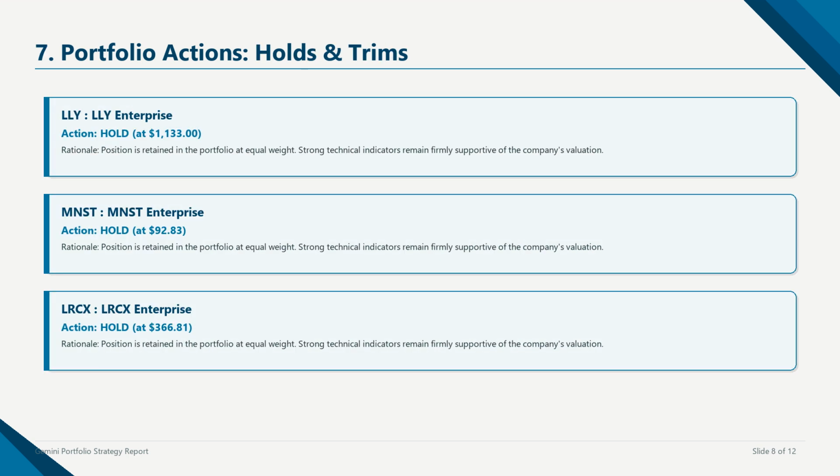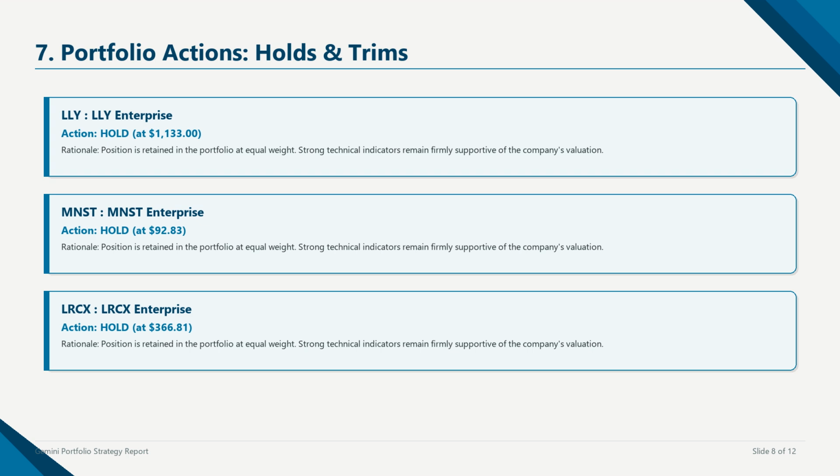For our current holds and trims, we maintain our core high-conviction positions in LLY, MNSD, LRCX. These companies show robust industry tailwinds, and their technical trends remain strongly supportive of their current valuations. By maintaining these positions, we minimize portfolio turnover and transaction friction, in line with our target rules. We hold these names equal-weighted to capture their ongoing uptrend while avoiding overconcentration.